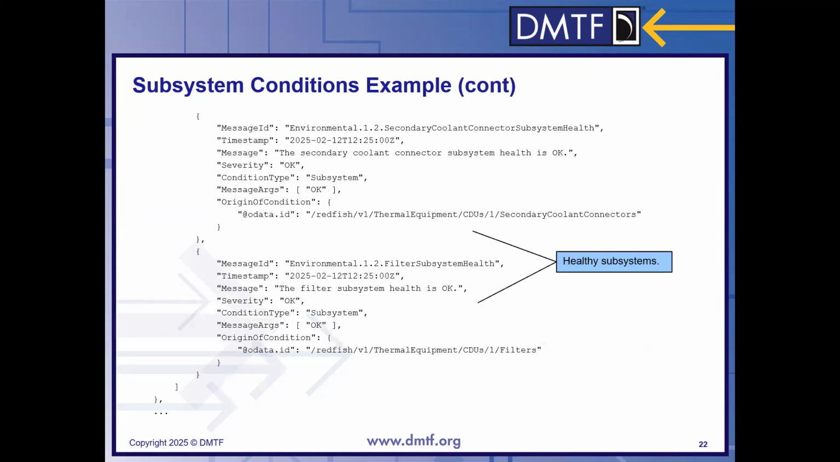And then if we look at the other two messages, they're both for subsystems. They're both showing a severity of okay, meaning that these subsystems are healthy. So we have a secondary coolant connector subsystem health and a filter subsystem health. And so in this case, you could show your dashboard for your CDU with 3 different color codes. You could show red for the pump subsystem that's broken and green for these other 2 subsystems.